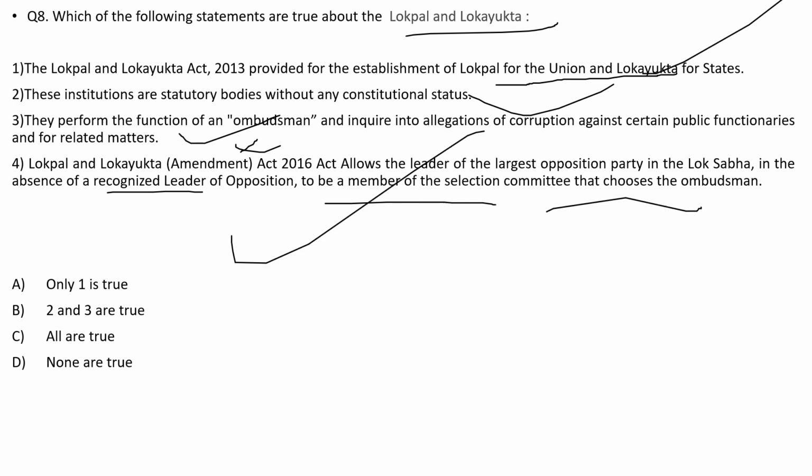This is also true. In case of absence of a recognized leader of opposition, a member of... মানে কি কয় এইটো, it allows the leader of the largest opposition party to allow করে যেতিয়া মানে absence of recognized leader of opposition absent থাকে, ঠিক আছে? So 1 2 3 4 all are correct. So answer will be C.